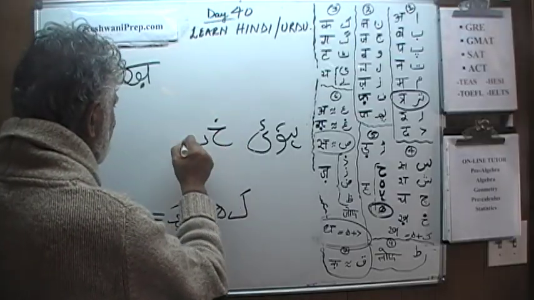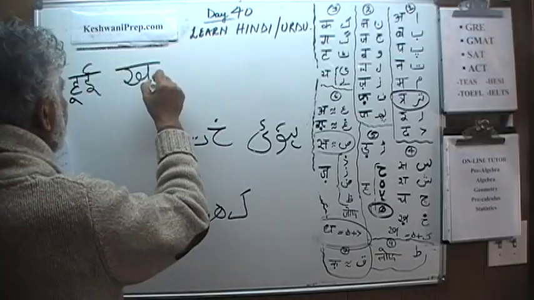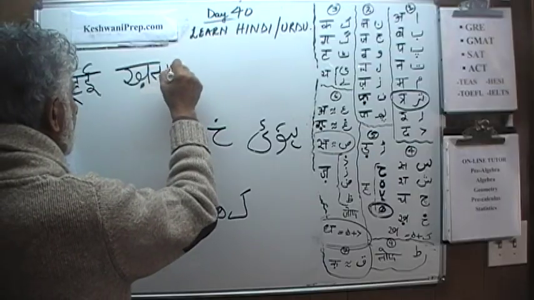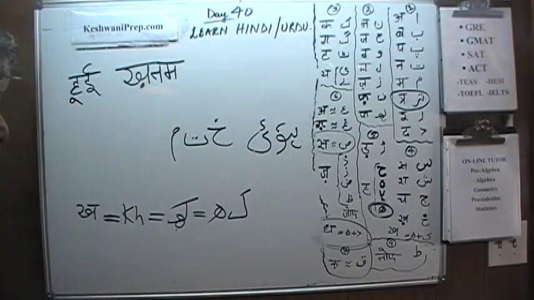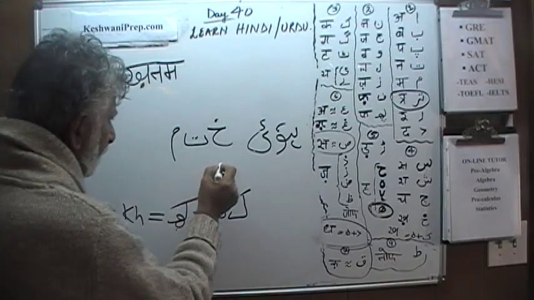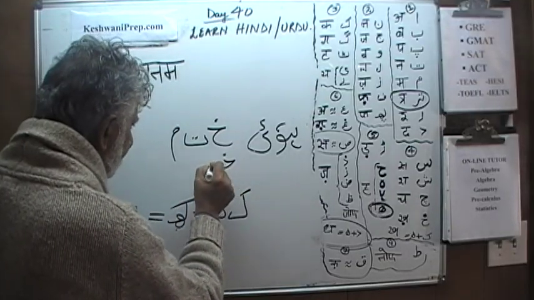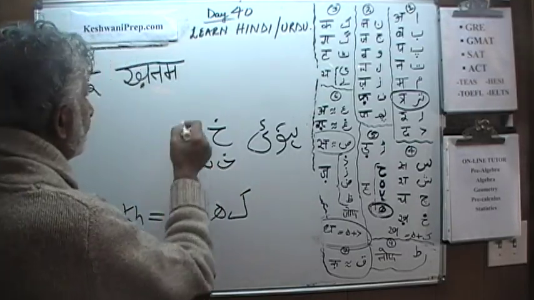Kha, ta, ma. You know what khatam means? Khatam means to finish something, to end something. Khatam. Let's put them together. So kha, when it joins, it looks like this. Then we have a ta, then we have a ma.